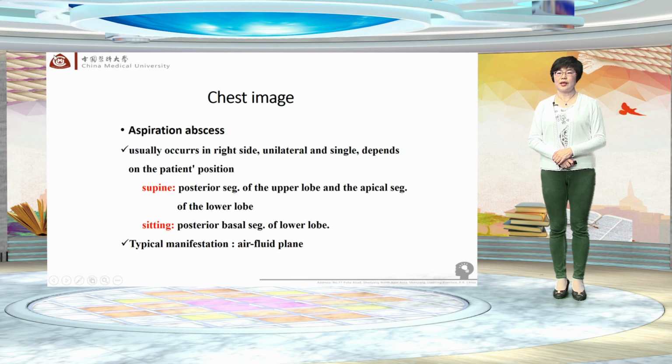Chest imaging can give us some clues for the diagnosis of lung abscess. For aspiration abscess, the lesion usually occurs on the right side, unilateral and single, depending on the patient's position. If the patient is in sitting position, the posterior basal segment of the lower lobe is usually seen for lung abscess. The typical manifestation of the chest image of aspiration abscess is an air-liquid level in the cavity.